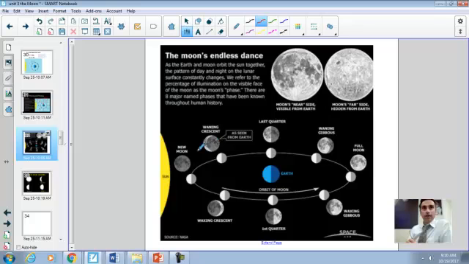All right, this shows our orbit, so the moon orbiting here. This is the far side. Again, we're going to talk about the far side, not the dark side, the far side. So we'll talk about that in a little bit.